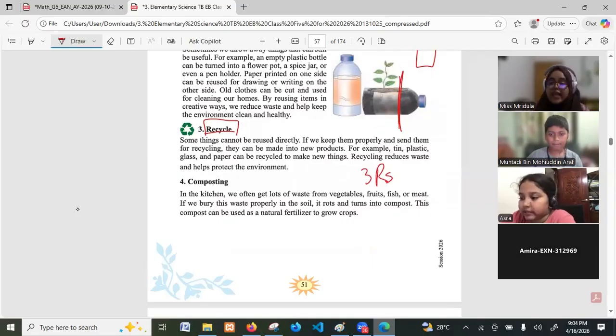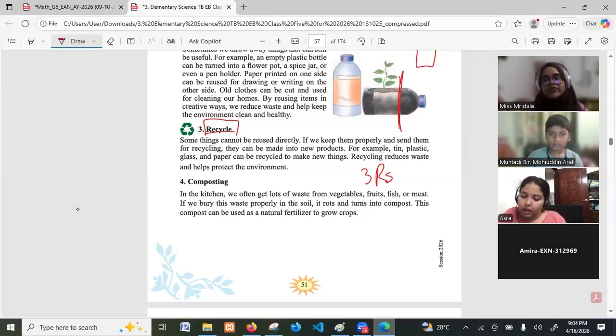And the last one is recycle. How is it a bit different than reusing? Let's see. Some things cannot be reused directly. If we keep them properly and send them for recycling, there are factories for recycling. If we send them there, they can be made into new products.